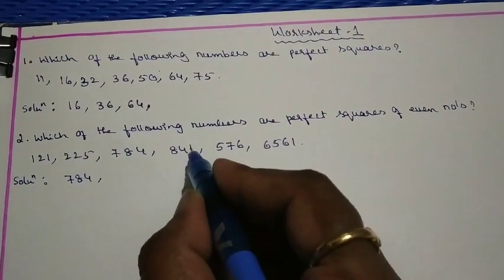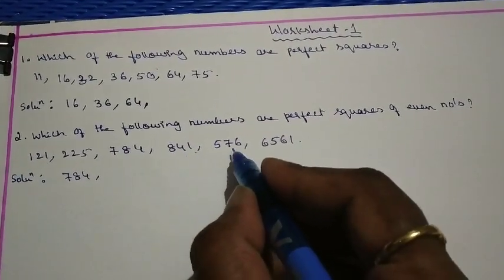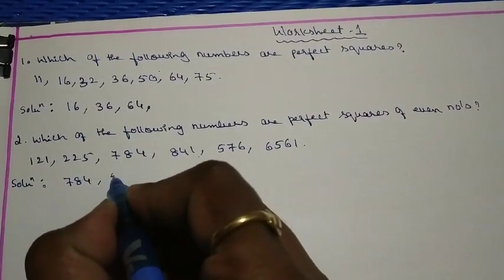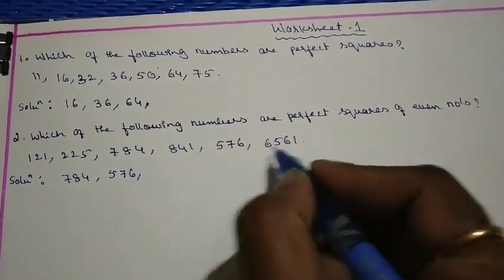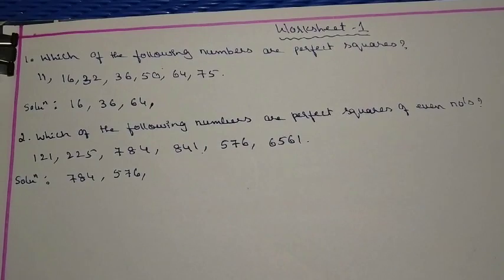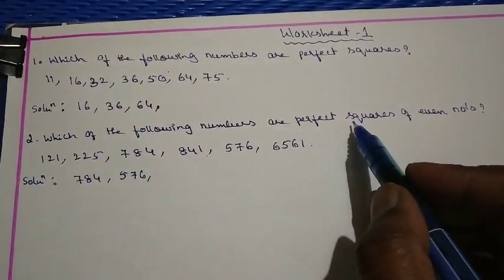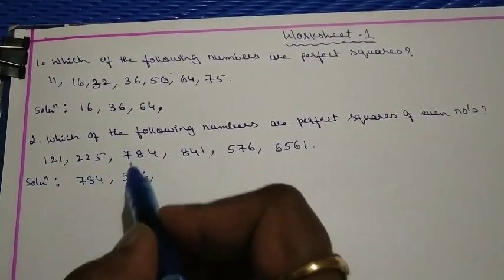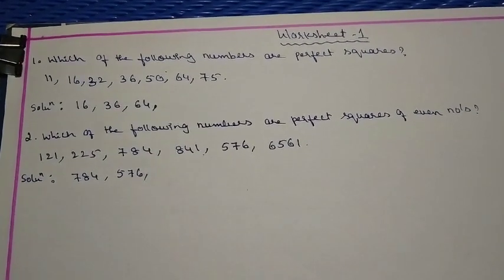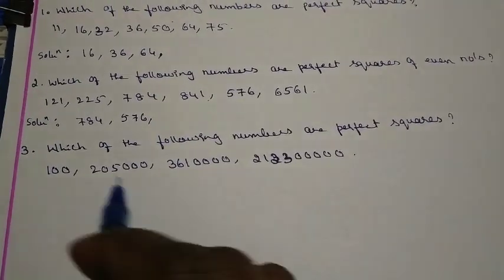Then 841, an odd number. Therefore it is the square of an odd number. Then 576, it is an even number, right? So it is a square of an even number. Then 6561, which is an odd number again. Therefore it is a square of an odd number but not of an even number. But in the question he is asking for the square of an even number. So we need to identify only the even perfect squares, because we know that the square of an even number is always even.